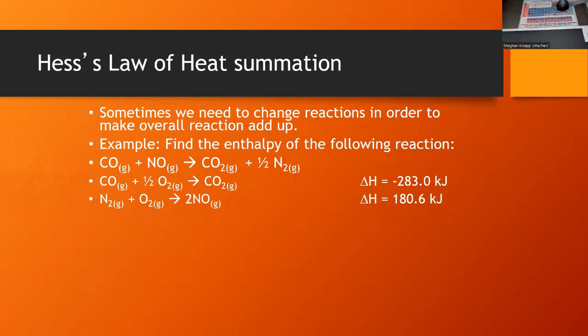However, if I add these up, I'm going to end up with carbon monoxide as a reactant, which is great, but my nitrogen monoxide is on the wrong side. And so I'm not going to be able to add these two the way they are in order to get the equation to look right. So one thing I'm going to have to do is switch the direction of that second equation. The other thing is I have two nitrogen monoxide, but I only have one in my whole reaction, so I'm going to have to change the numbers as well.